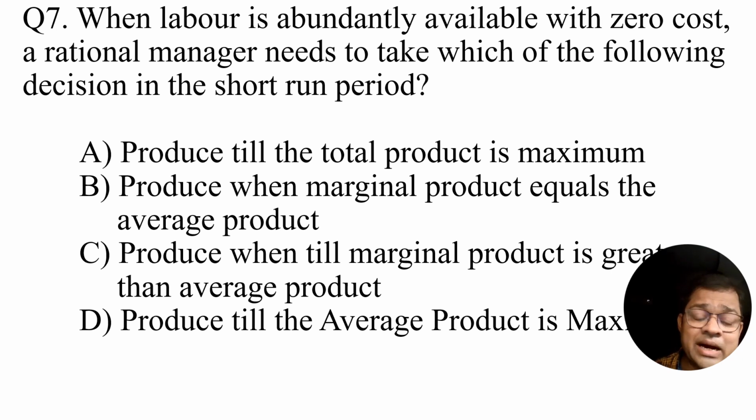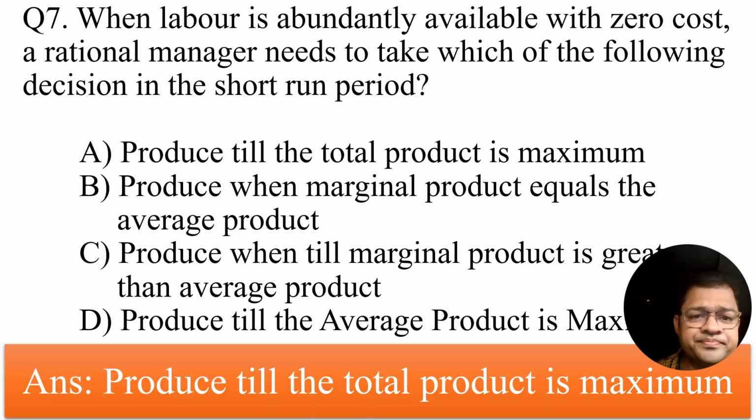When labor is abundantly available at zero cost, almost negligible cost, which of the following decisions does a rational manager need to take in the short run period? Produce till the total product is maximum. Hopefully you remember that when there is abundant availability of labor, or supply is almost plentiful, then you have to produce as much as you can. So this is the correct statement.